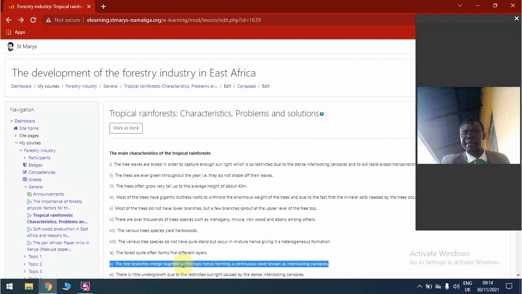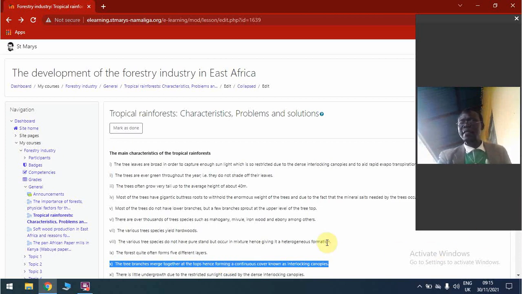Then besides, these trees produce continuous cover at the top. The tree branches at the top merge together to form a continuous floor at the top of the trees, and that continuous floor of the trees is what we call interlocking canopies, where the tree branches join together or merge together at the top. The merging together of the tree species at the top will block the sunlight from reaching down to the floor of the tropical rainforests.